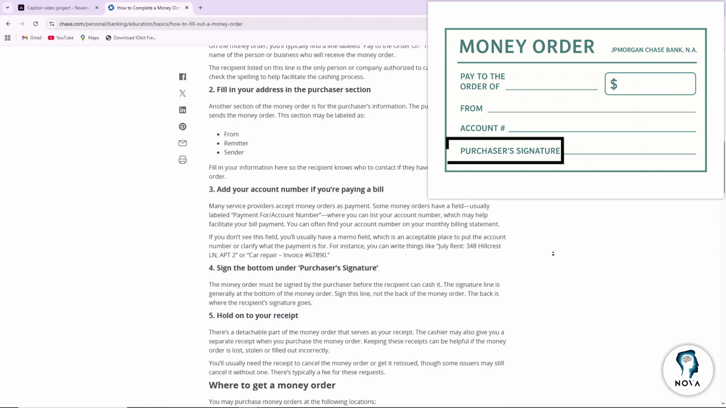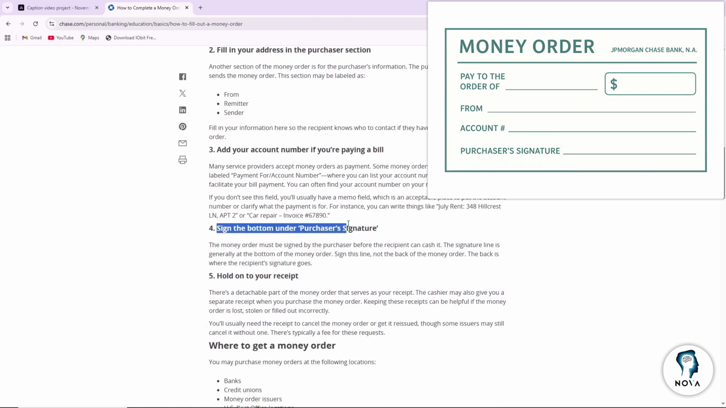Now look for the signature line, generally labeled Purchaser's Signature or simply Signature. Sign your name on the front of the money order. Do not sign the back, as the back is reserved for the recipient when they cash or deposit it. After completing the money order, keep the detachable receipt section for your records.